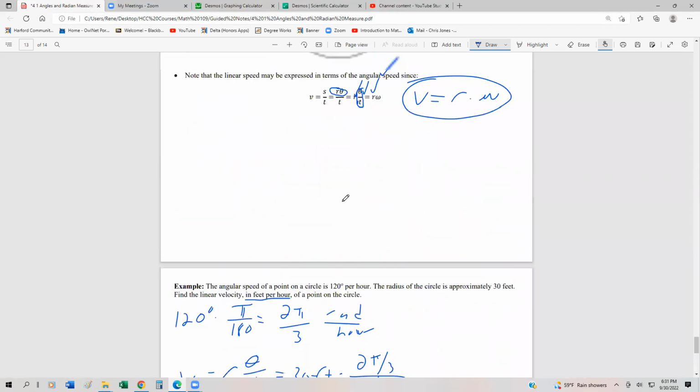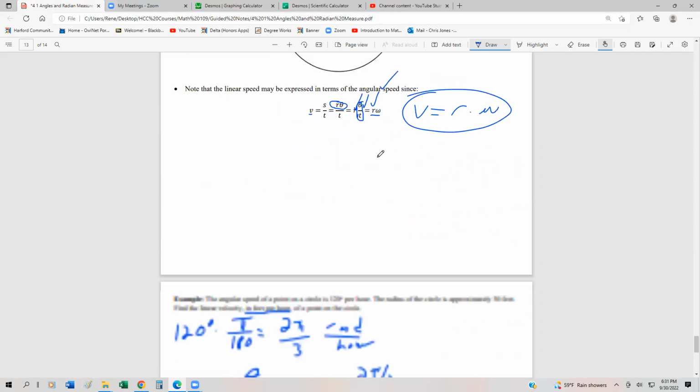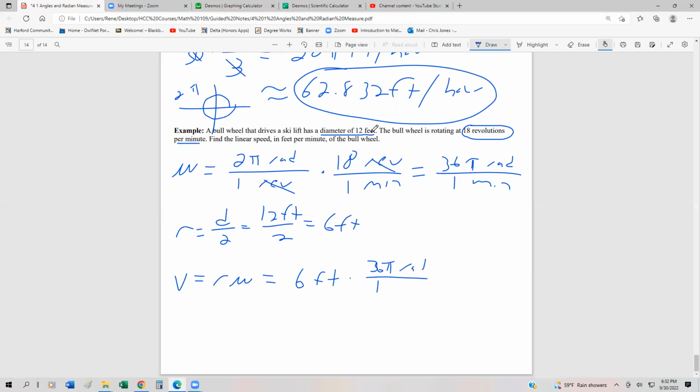And if we go back up here, we could say that the linear velocity v is equal to the radius times omega. All right, and we know that the radius is not 12 because it has a diameter of 12 feet. So we know that the radius is d over 2. So that's going to be 12 feet divided by 2, which is 6 feet. All right, so now to find the linear velocity v, which is r omega, that's going to be equal to 6 feet times 36 pi radians for every 1 minute.